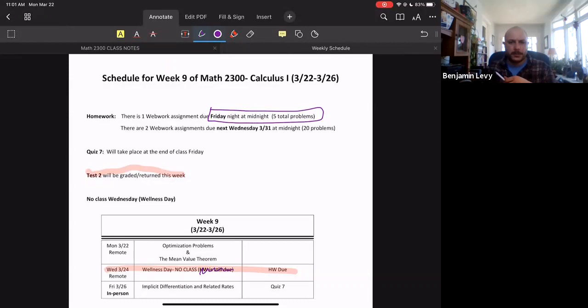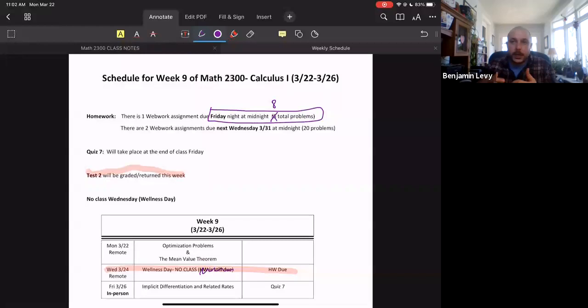It says 5 problems, but I think it's 8. Let me double check that real quick. Thought I had it open. Let me see here. 2, 4, 6. Yeah, there's 8 problems.